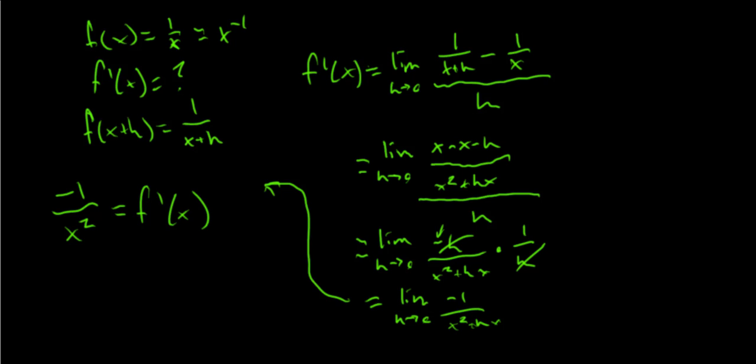And as we established in the beginning, if we had looked at this through our power rule, we also find that this is equal to negative x to the negative 2 power, which is the same thing as negative 1 over x squared.